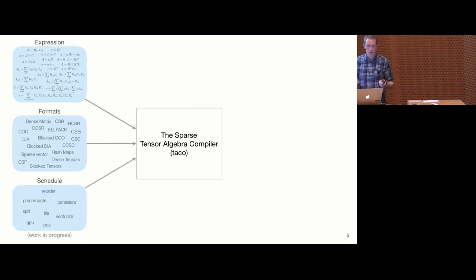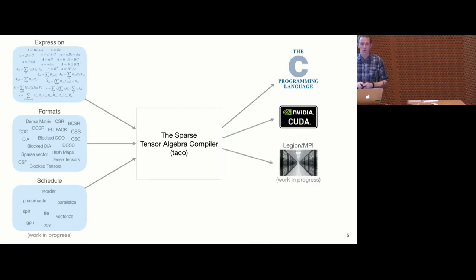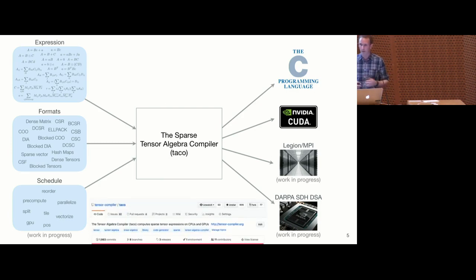And the last thing you have to give it is a schedule, which is saying how to compute that expression on that format. This is work in progress, so we haven't developed this scheduling language yet. You can get pretty far without having to give additional optimization hints. So a lot of it is about computing that expression on different formats. And from this, our compiler can compile to the C programming language, to CUDA. We're working on a backend that can compile to supercomputers using Legion or MPI substrates. And we're also working together with NVIDIA on developing sparse tensor hardware so that you can accelerate this in physical hardware. The compiler is available online under the MIT license, so anyone can use it as long as they do attribution. And it's starting to be used both in industry and in academia by researchers.